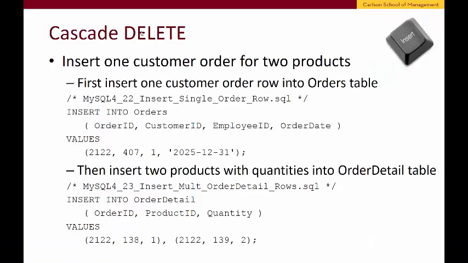So let's go back here and go to the remaining few slides. The last two use the last three scripts. There's two here and one more coming up. They show how deleting rows in one table cascades deletions, and the same goes for updates in another. First open and run script 22 to insert a single order for Cortez, which is customer 406. It's going to be order ID 2122, handled by employee ID 1, and placed on December 31st.